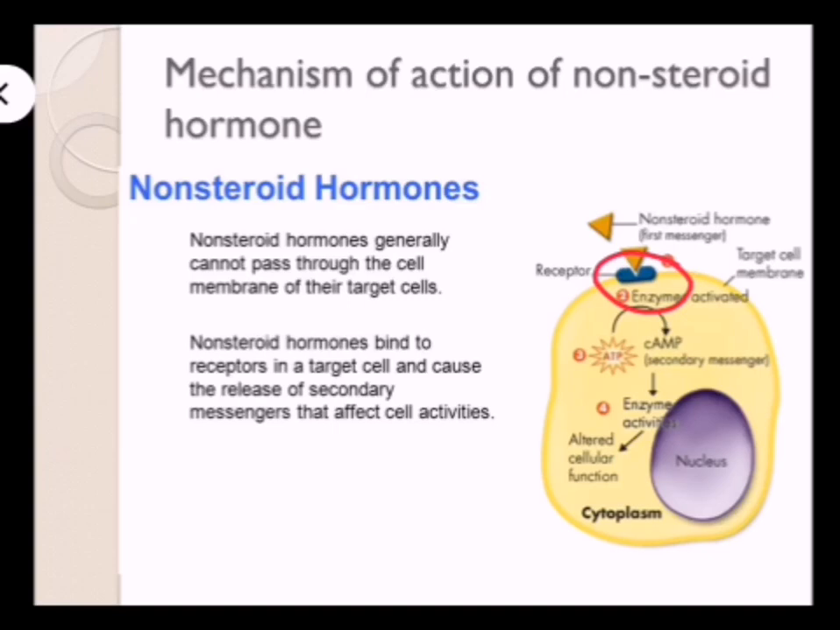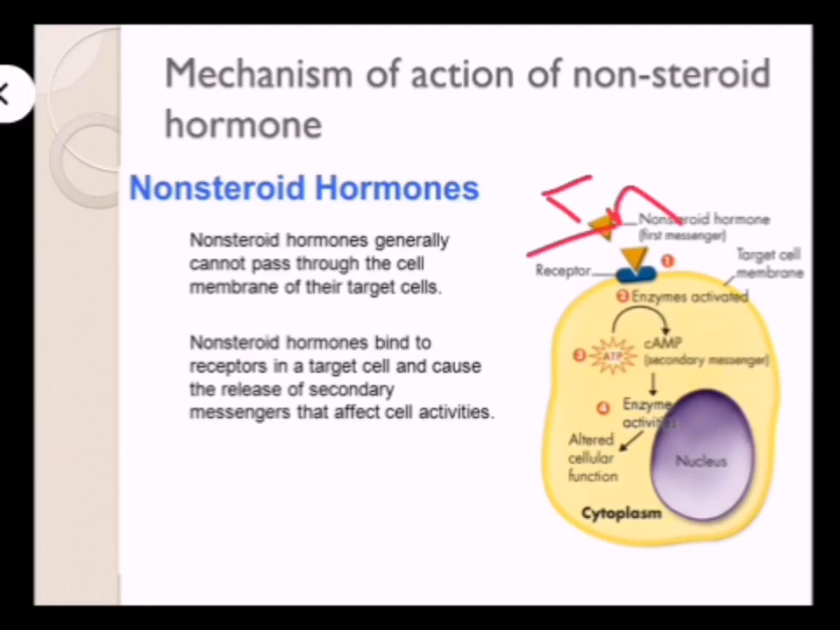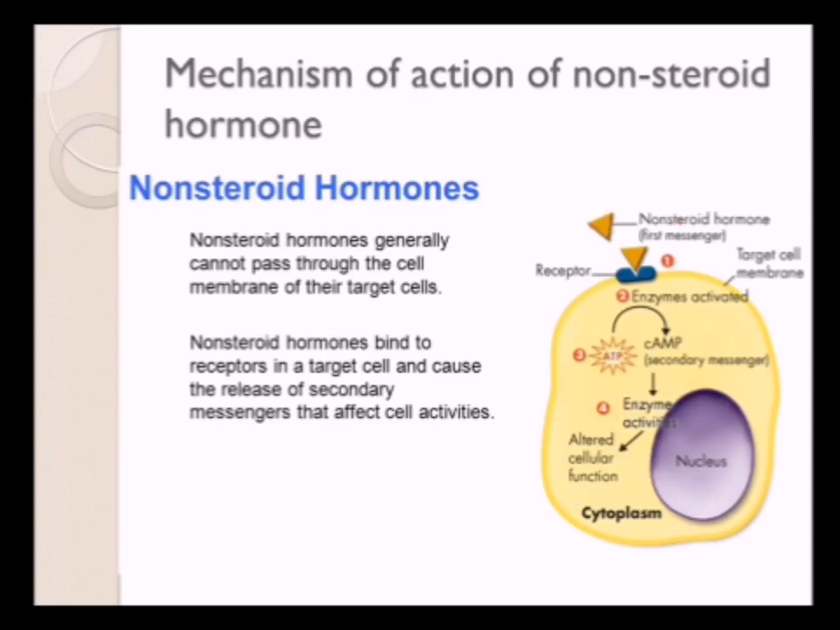The binding between this hormone and its specific receptor causes an activation of certain enzymes, and this will alter the cellular function. For example, insulin, let's take an example. Insulin is one of the non-steroid hormones found inside our body. When insulin binds to its specific receptor, there is activation of certain enzymes, and because of that, the target cell will absorb the excess glucose in blood. So this is the mechanism of action of non-steroid hormones.